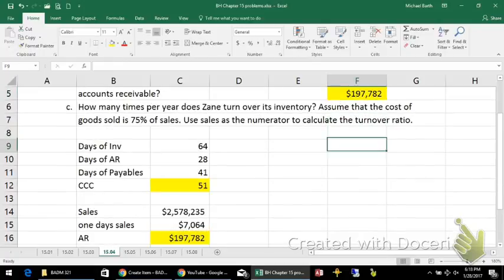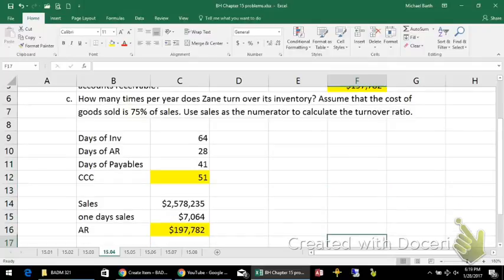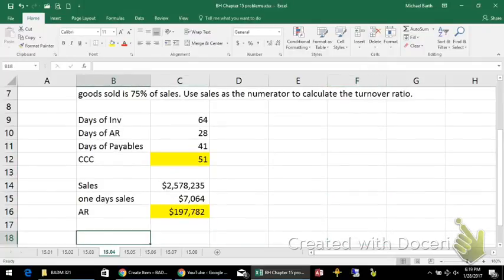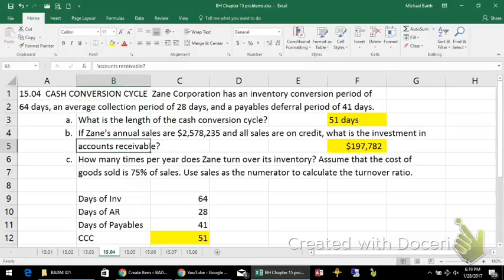All right, and the third part, how many times per year does Zane turn over its inventory? Okay, so when you say turn over its inventory, you're talking about the inventory turnover ratio, but we have two of those. In the problem, they use sales as the numerator, so use sales per dollar of inventory for the inventory turnover, but we can do it both ways.